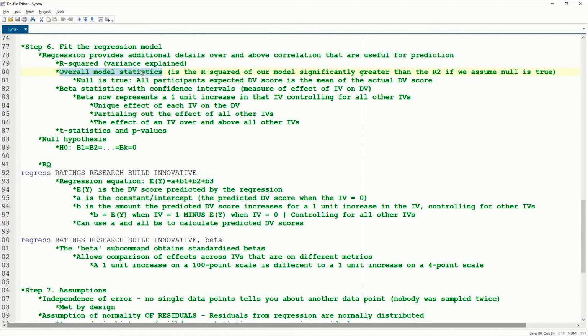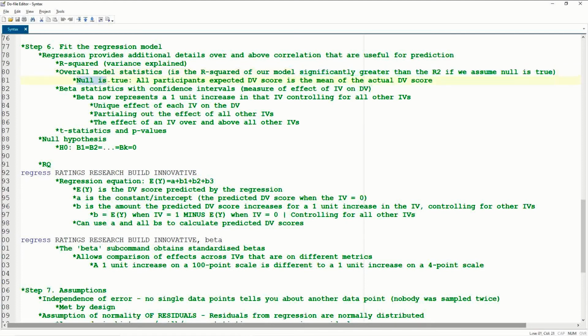Last week I said that this wasn't too important for simple linear regression, but would be really, really important when we get to multiple. So the overall model statistics essentially is asking whether the R-squared of our model, remembering that our model is whatever predictors we put into the regression, is significantly greater than the R-squared if we assume the null is true. All it's asking is, by putting in these other predictors, do we actually significantly increase our R-squared? Do we actually explain variance in our DV? If the answer is no, then why bother looking at the rest of the statistics? The model doesn't work.